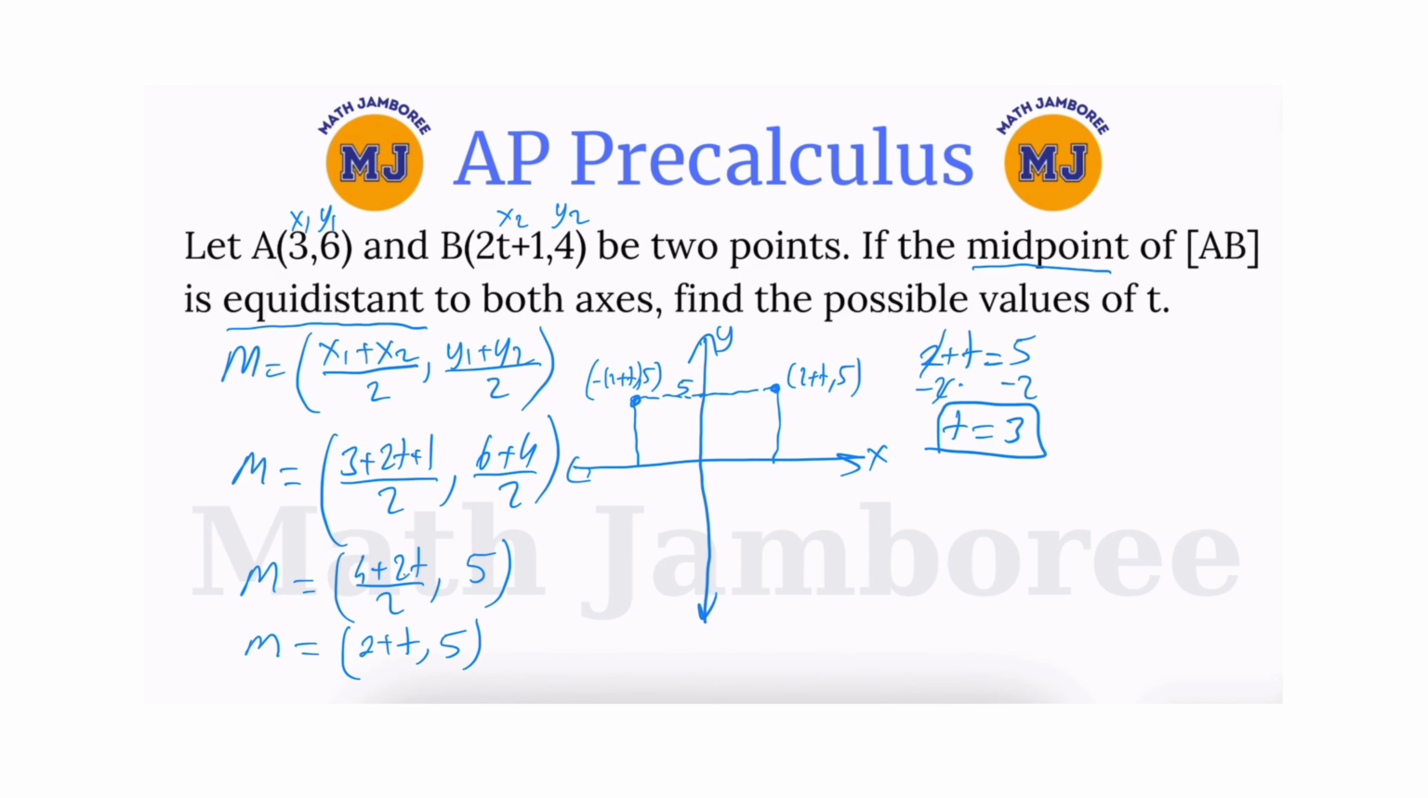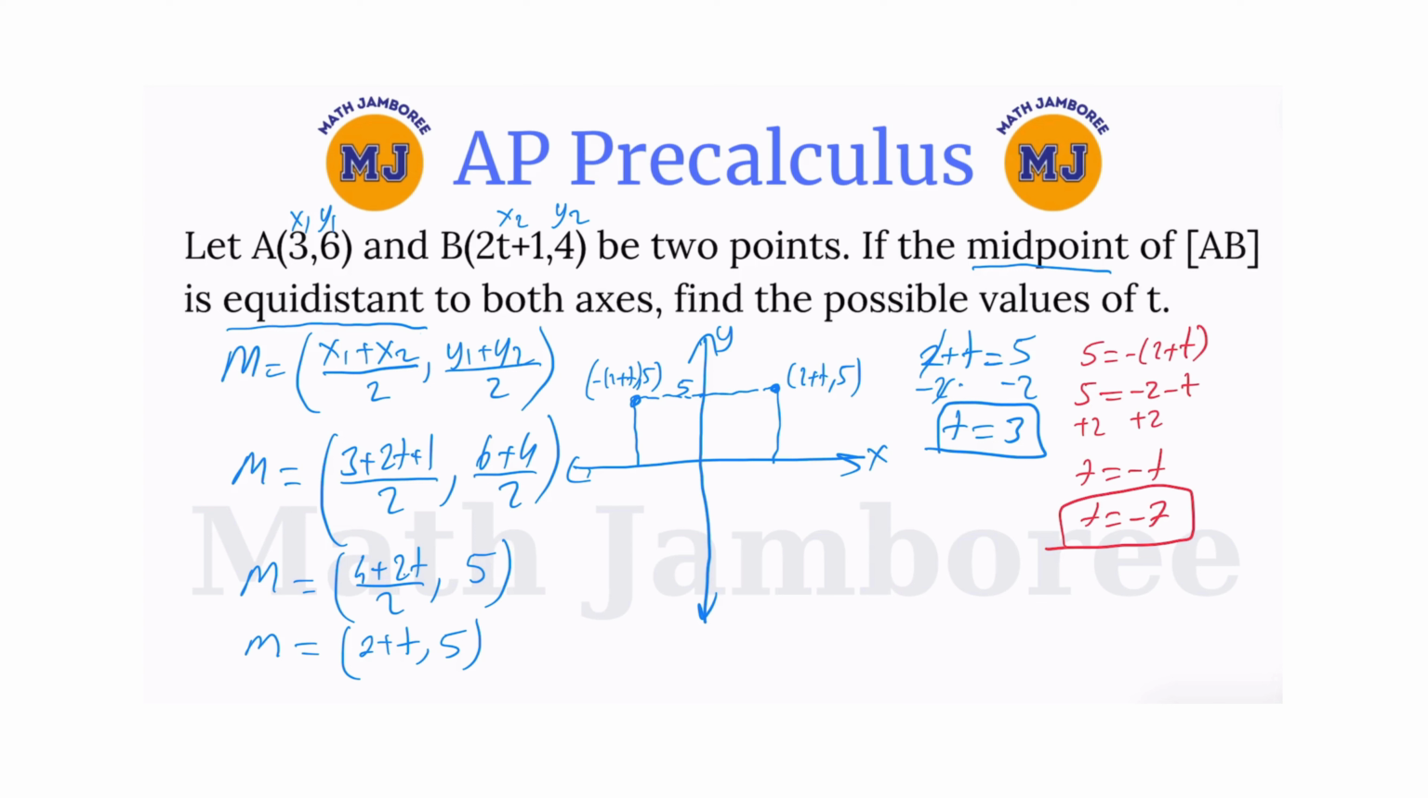For the negative value, we can say 5 is equal to negative (2 + t), and this is 5 is equal to negative 2 minus t, and add 2. 7 is equal to negative t, so t is equal to negative 7, because we need to divide both sides by negative 1. So the value of t will be negative 7 in this case.